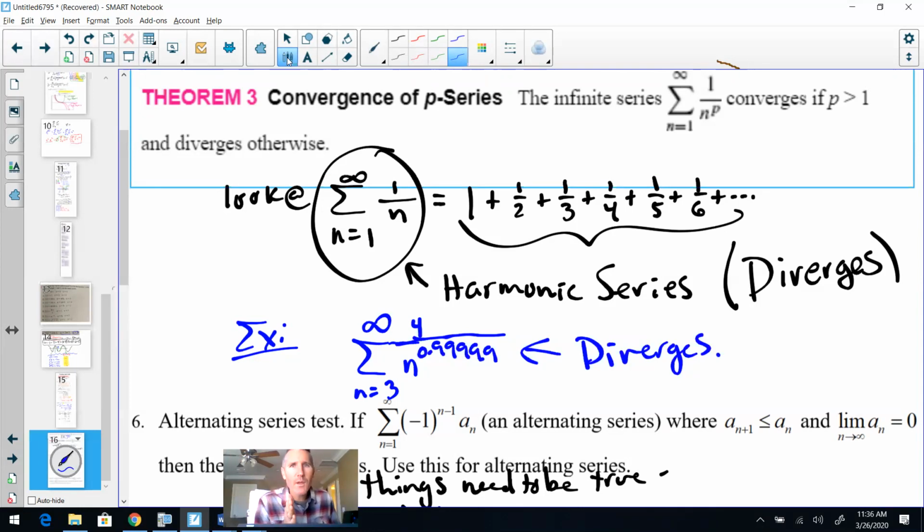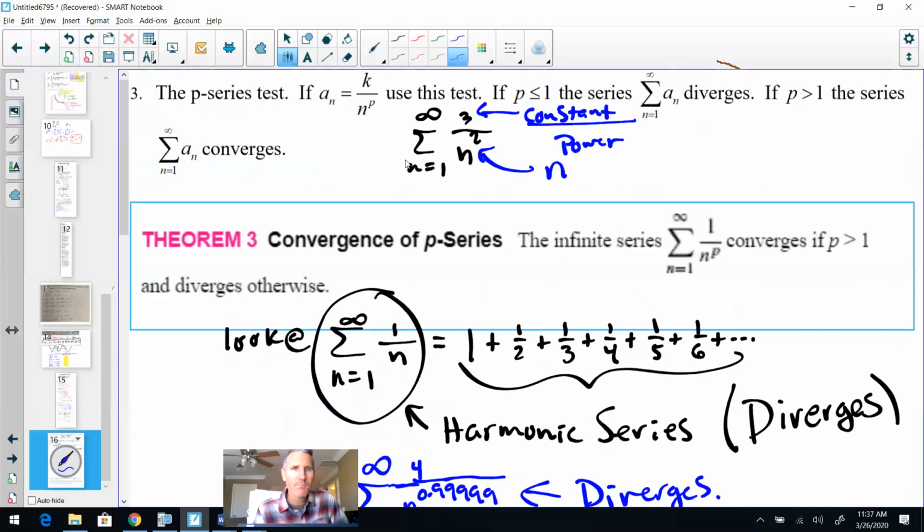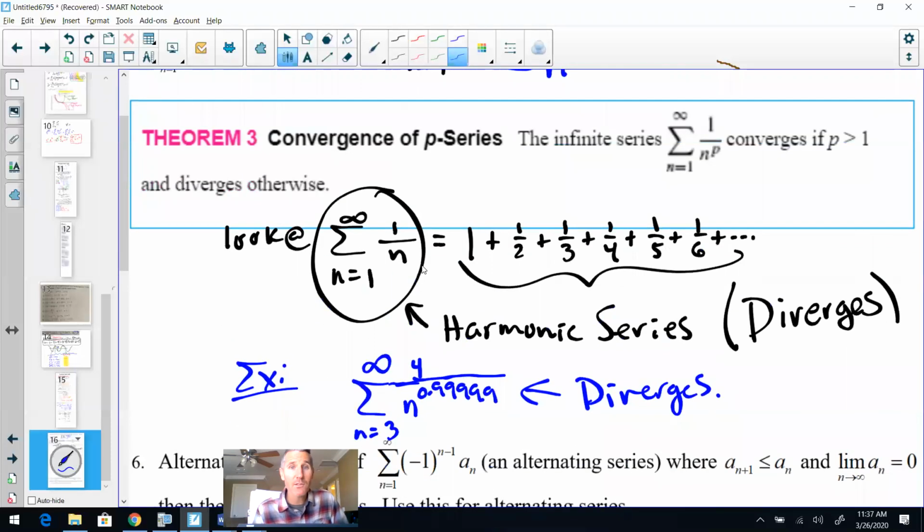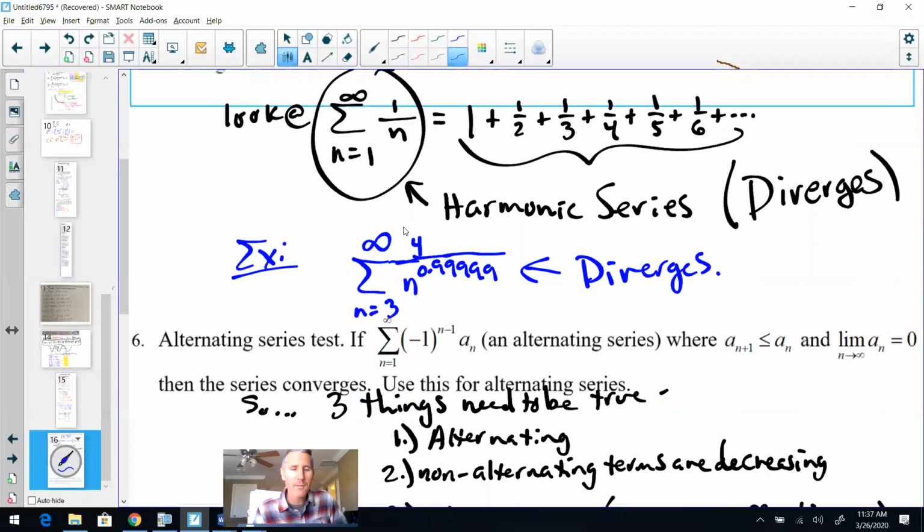So if that power is greater than 1, it's going to converge. But if that power is equal to 1 or less than 1, no matter how slightly less than 1 it is or how close it is to 1, it doesn't matter. If it's equal to 1 or less than 1, then that series will diverge. That's all you need to know about the p-series test. And the harmonic series is a p-series where p is equal to 1, okay?